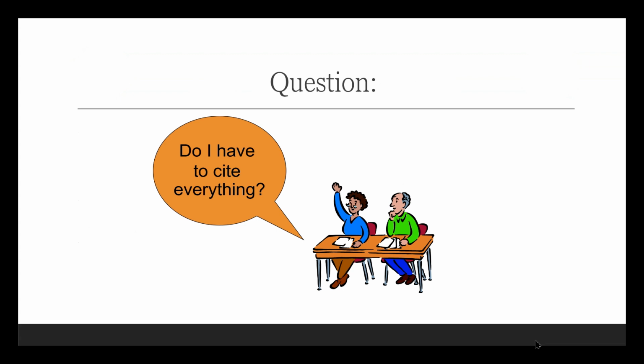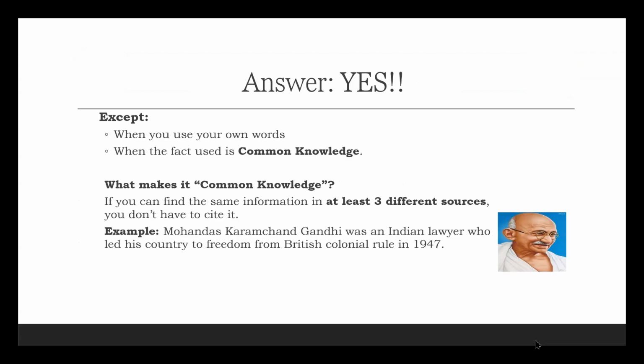Question: do I have to cite everything? Yes. The answer should be yes, except when you use your own words. If you are writing the entire content in your own words, no need to give the citation. Another thing is when the fact used is common knowledge. What is meant by common knowledge? If you can find the same information in at least three different sources, you do not have to cite it. That means the same information has to be found from different sources. You need not cite it.